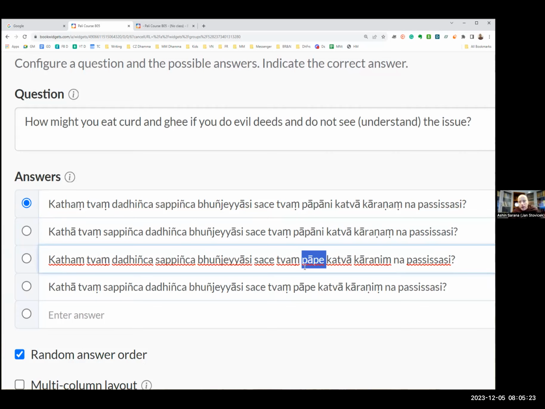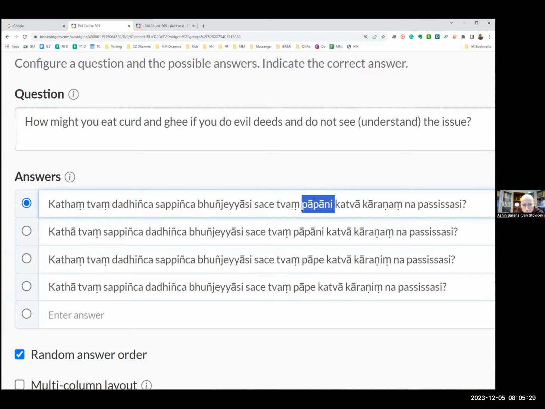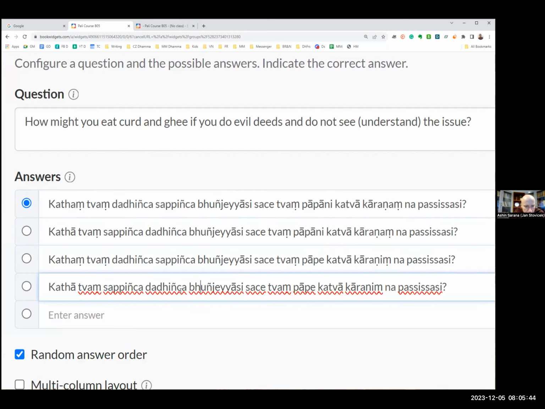So if it were apo, the noun group 1, then yes, pape, but it's not. It's actually noun group 2, and so it must be papani. Actually, pape is also correct. Karanang or karaning. This one, however, is wrong. Karaning cannot be used. Karanang is right. Anything else?